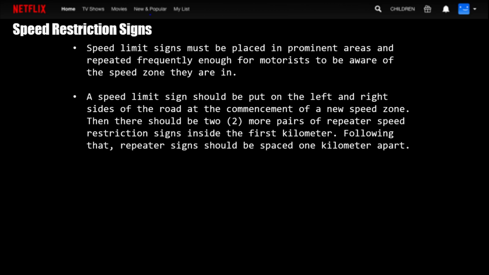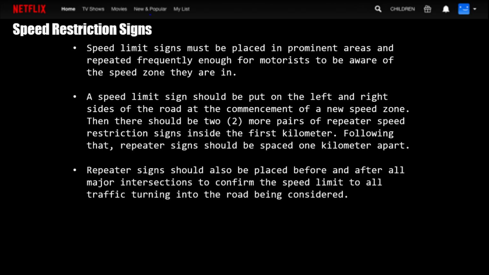A speed limit sign should be put on the left and right sides of the road at the commencement of a new speed zone. Then there should be 2 more pairs of repeater speed restriction signs inside the first kilometer. Following that, repeater signs should be spaced 1 kilometer apart. Repeater signs should also be placed before and after all major intersections to confirm the speed limit to all traffic turning into the road being considered.